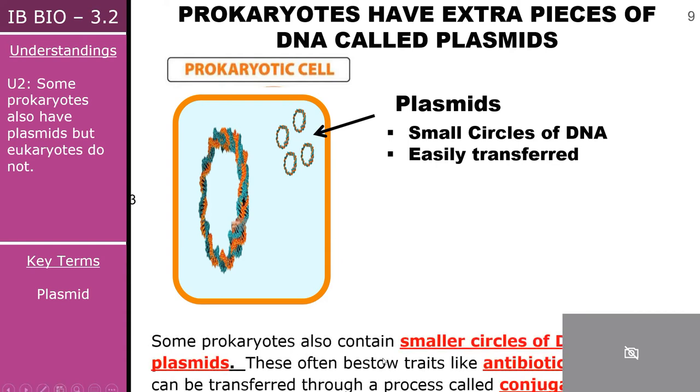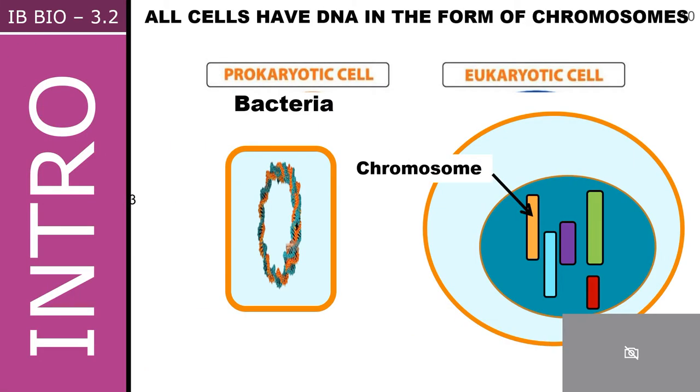So again, some prokaryotes contain these smaller circles of DNA called plasmids. You do not find these in eukaryotes. They are only in prokaryotes. And again, they can carry traits like antibiotic resistance, and they are transferred through this process called conjugation. Okay. So that's sort of the 411 on prokaryotic chromosomes.